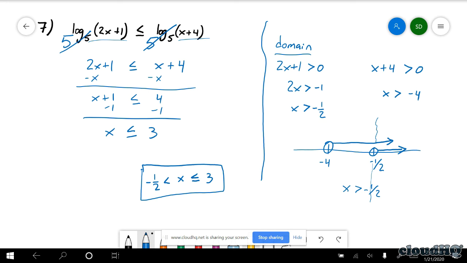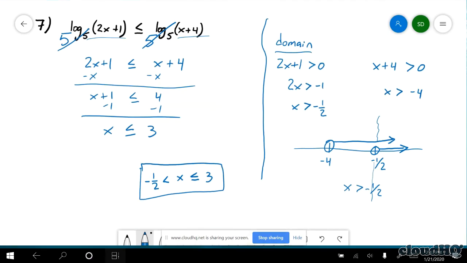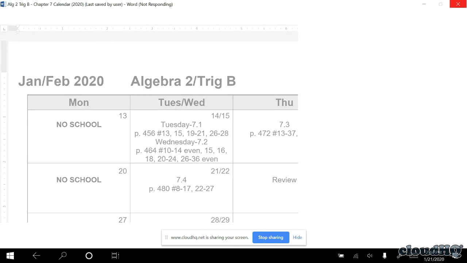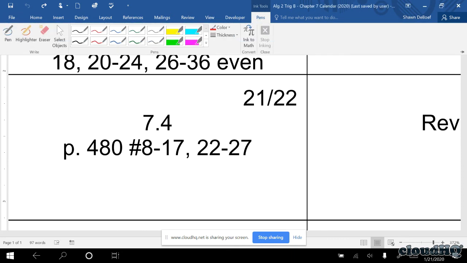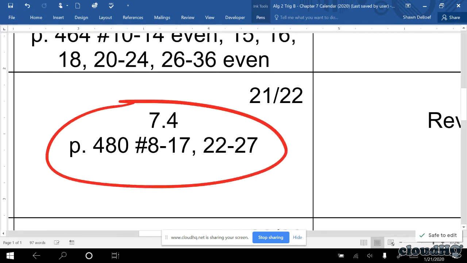All right, and that is the extent of the notes. Your assignment, let me put your assignment up here. I think I have it handy. Right here. Sorry, my computer's being a little slow. But that 7.4 assignment there, page 480. There we go. That's the assignment we're looking for.